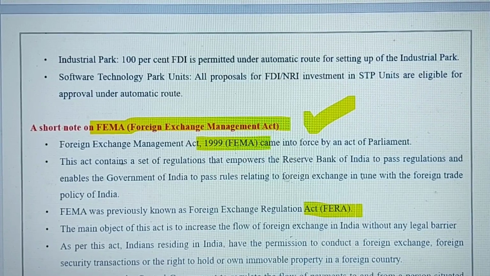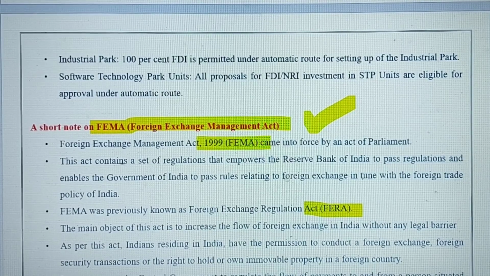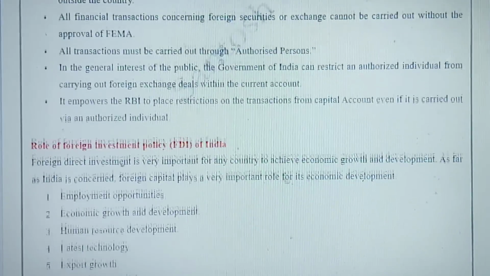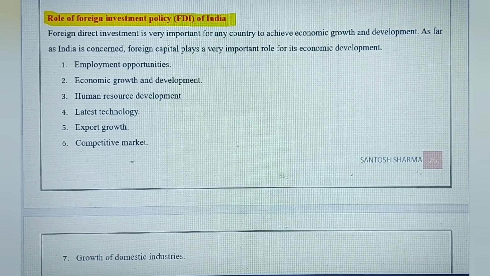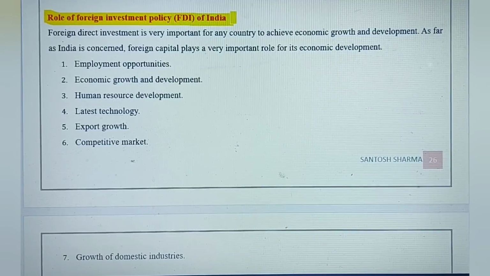Basically, this act FERA was replaced by FEMA, and the main object is to promote international trade and ease the exchange rate. OK, so they provide very good facilities for exporters under this. Next topic is the role of foreign investment policy of India, like why this foreign policy is important.